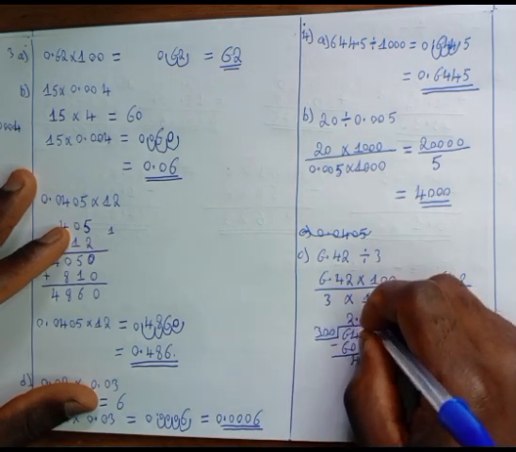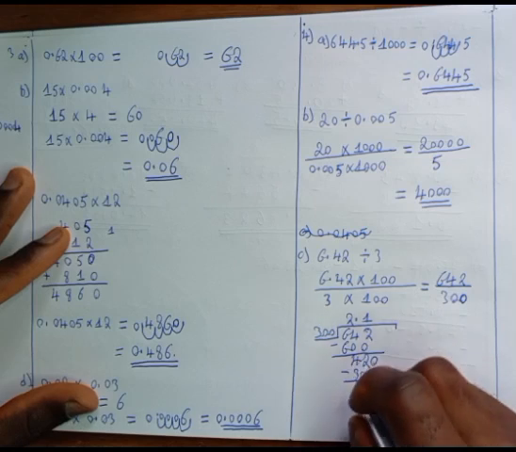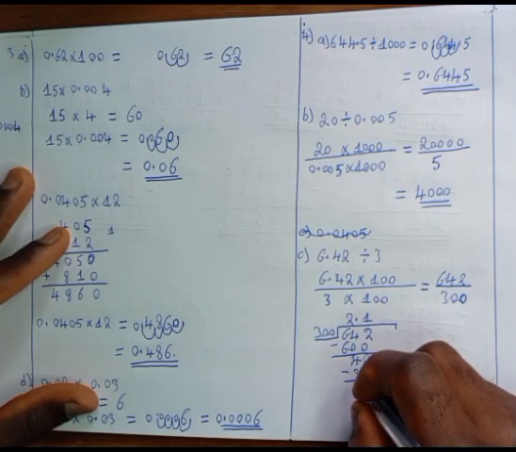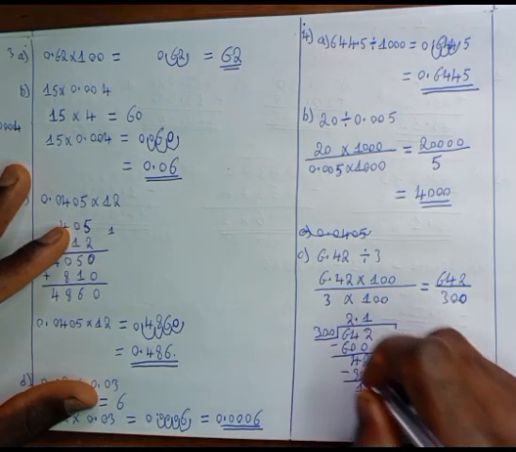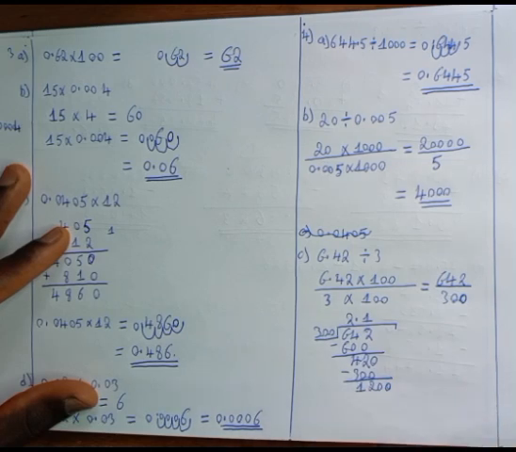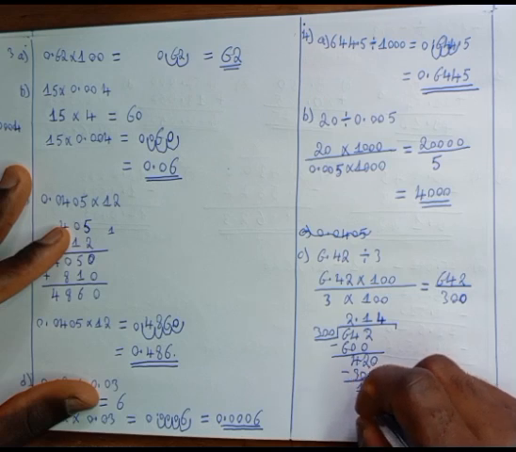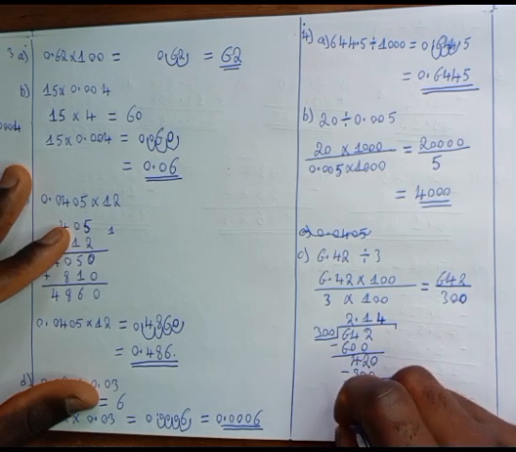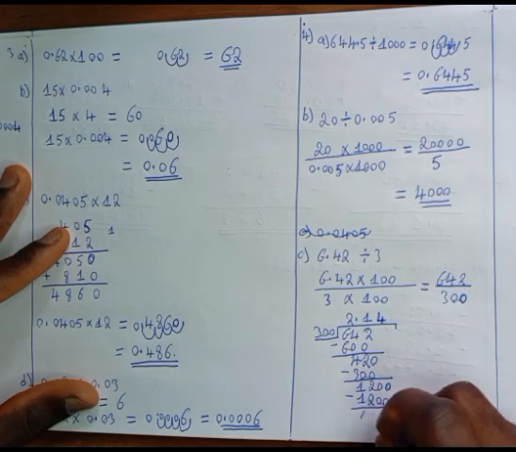420 divided by 300 gives us 1. 1 times 300, 300. We subtract, this will give us 120. 120 is less than 300. We are going to attach a 0 for the second decimal place. This will give us 1,200. 1,200 divided by 300 gives us 4. 4 times 300 gives us 1,200. Then we subtract, this 1,200 minus 1,200. We are going to obtain 0.